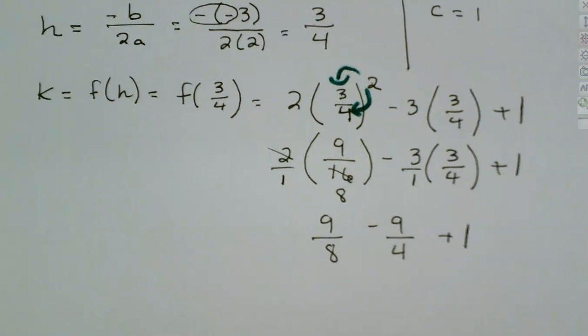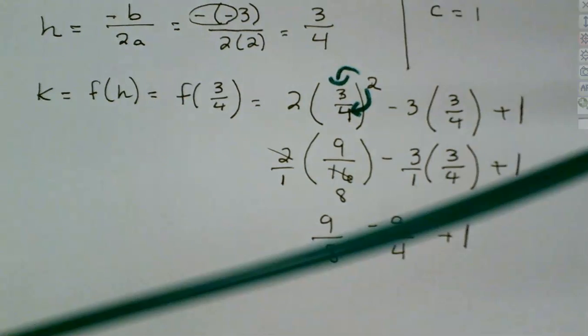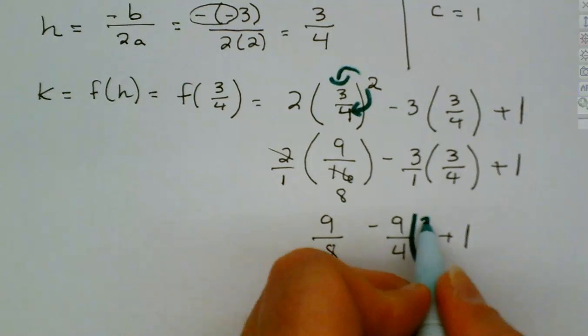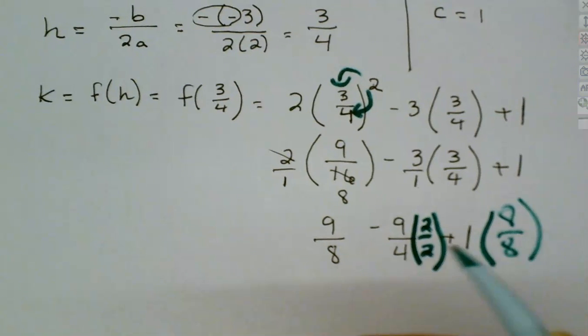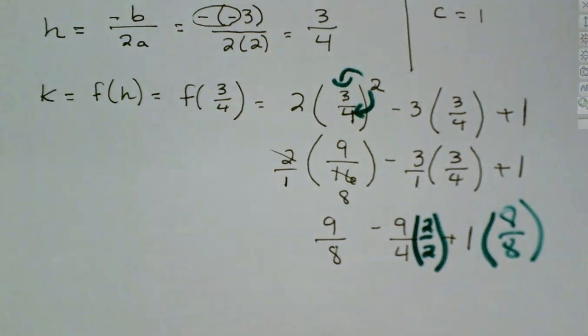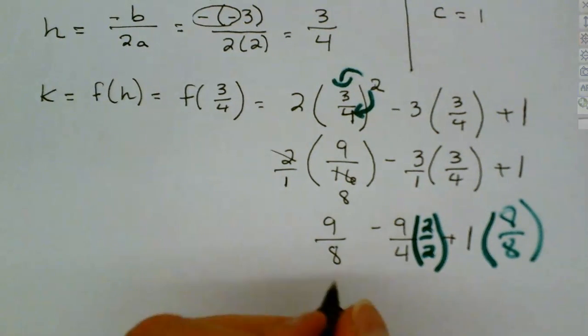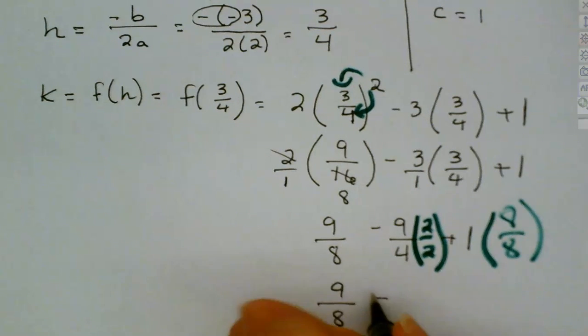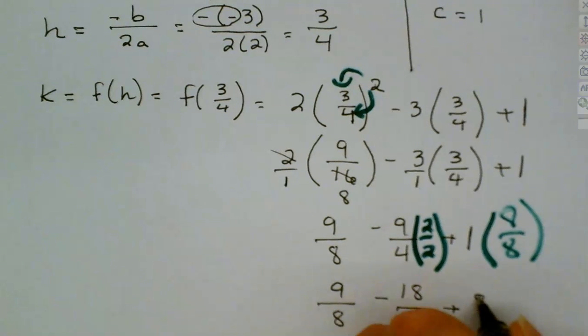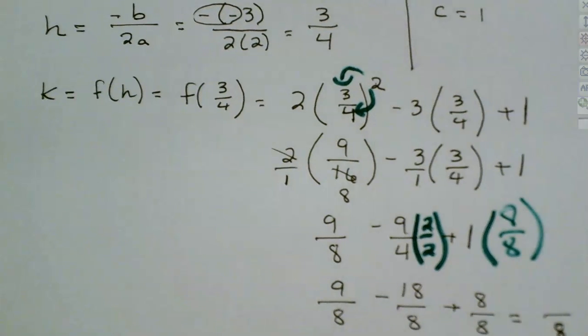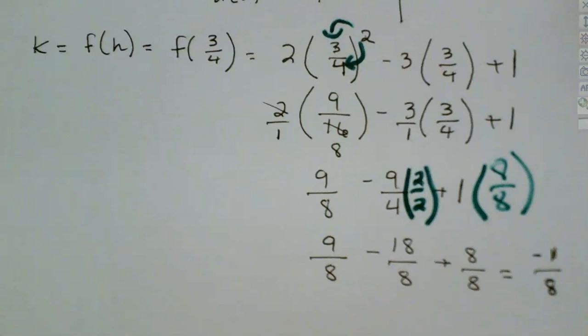Now, we need to combine these together. So our common denominator is going to be an 8. So I need a 2 over 2 here. And I need an 8 over 8 here. That way we can put them all together. And we get a 9 over 8 minus 9 times 2 is an 18 over 8 plus 8 over 8. And they all have the same denominator. So let's add those together. We've got 9 minus 18, that's a minus 9, plus 8 makes it a negative 1 on the numerator.